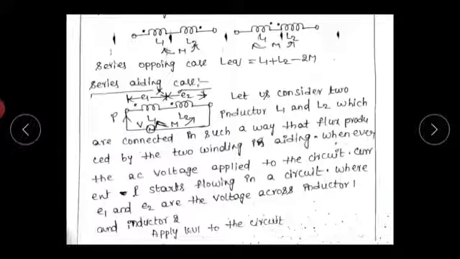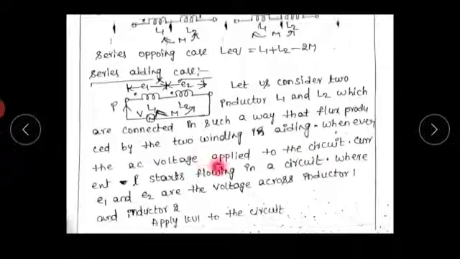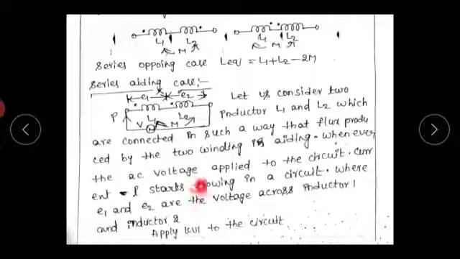So let us consider two inductors L1 and L2 which are connected in such a way that the flux produced by the two windings is aiding. So whenever an AC voltage is applied to the circuit, current I starts flowing in the circuit and voltage is induced across the inductors, the induced EMFs being E1 and E2. So E1 is the voltage across the first inductor, E2 is the voltage across the second inductor.